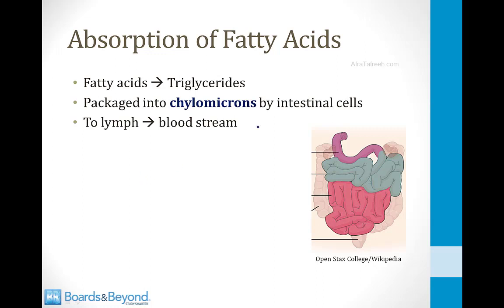And we'll begin by talking about how fatty acids are absorbed from the GI tract. In the GI tract, fatty acids are converted into triglycerides by combining them with glycerol molecules like I showed you a few slides ago. The triglycerides are then packaged into lipoprotein particles called chylomicrons by the intestinal cells. The chylomicrons are then secreted into the lymph, and from the lymph they go to the bloodstream. And this is how fatty acids get from the gut into the bloodstream in the setting of chylomicrons.